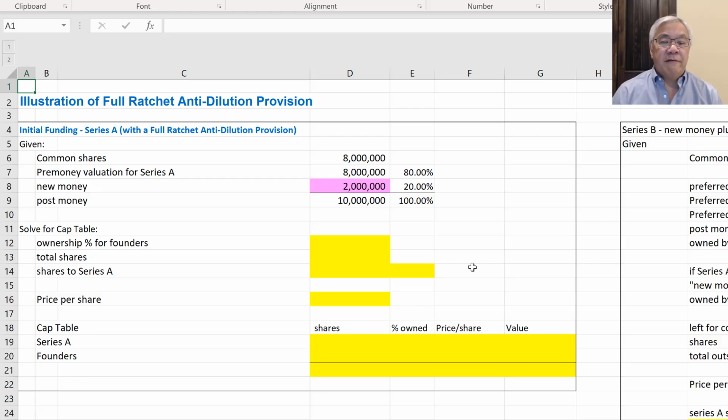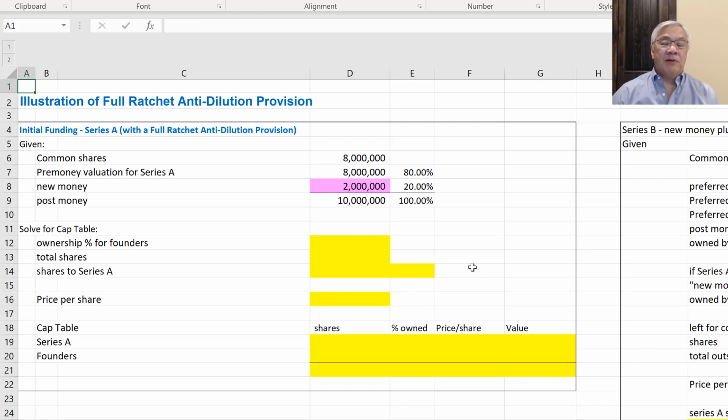Okay, this is an illustration of a full ratchet anti-dilution. Full ratchet means that there is no other consideration. If you paid more than the current round, you will get additional stock as if you came in this round. So let's do it with numbers. It's easier to understand when we see an example with numbers.